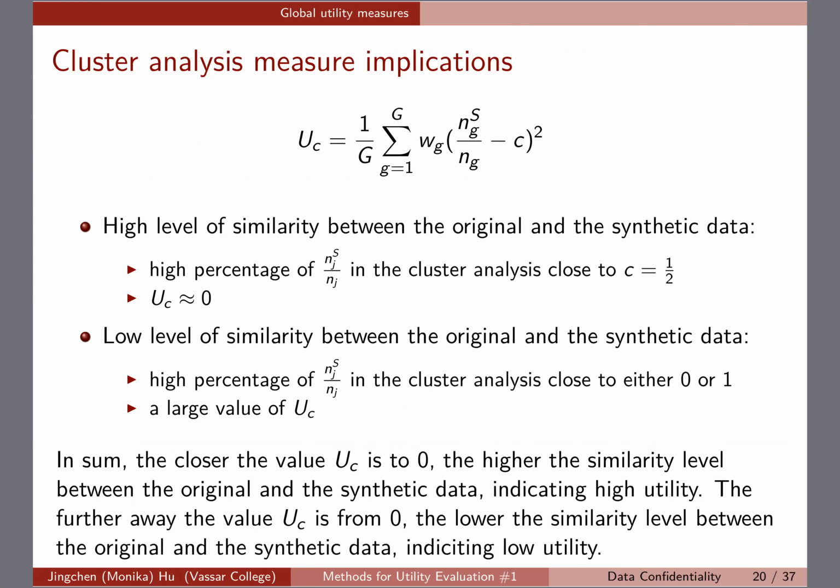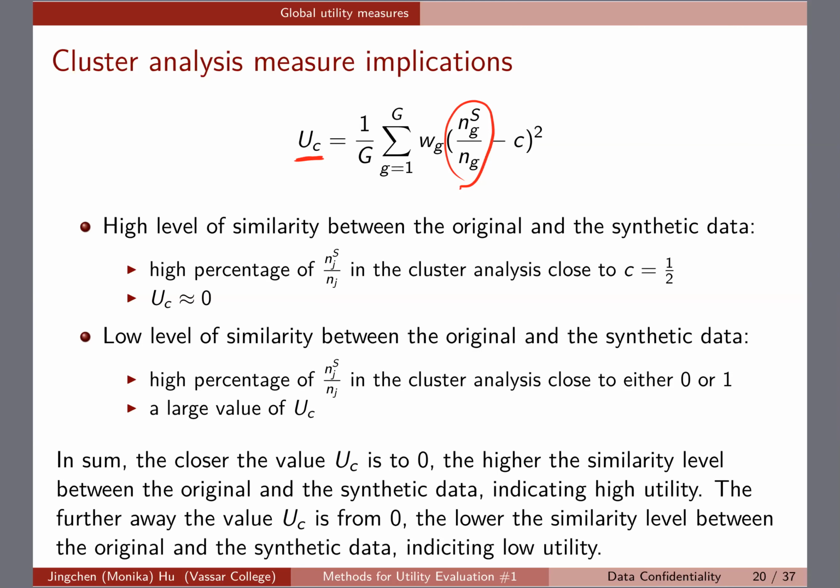So we talked about this. If the cluster analysis cannot really distinguish between the two data sets, the synthetic and the original, then a lot of groups are going to have this ratio close to half. So the whole thing about UC is going to be close to 0. That is when you have a high utility.